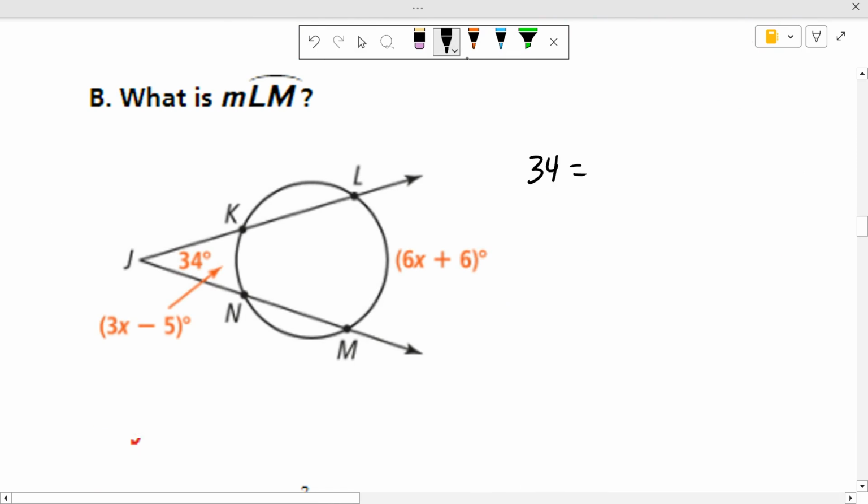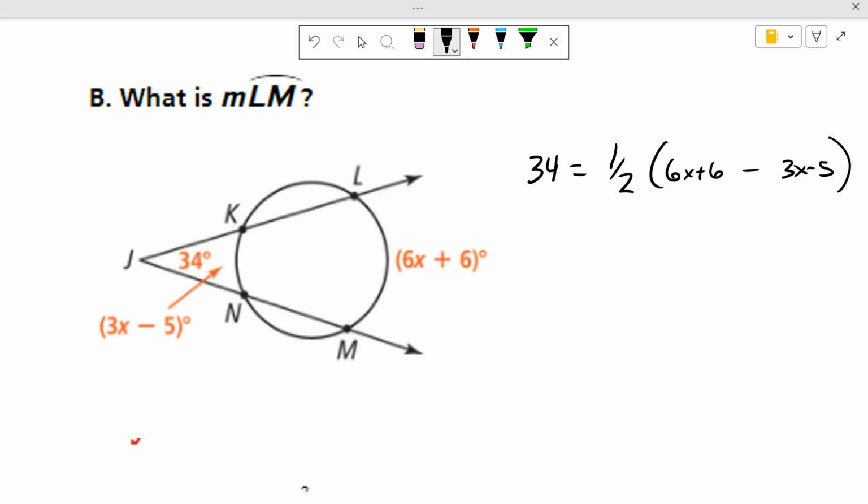34 is the angle on the outside of the circle. It equals 1/2 of the big part, 6x plus 6, minus the little part, 3x minus 5. Well, we got to be careful here. We got to put this in parentheses and this in parentheses. When I have a minus in front of parentheses, I need to do what to it? Distribute the minus sign. So it becomes plus, a negative, and a positive. So 34 equals 1/2 of 6x minus 3x is 3x. 6 plus 5 is plus 11.